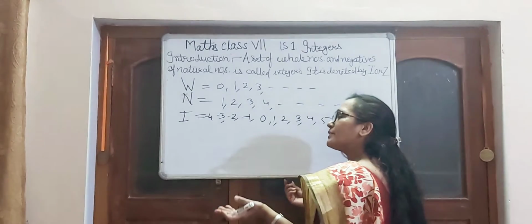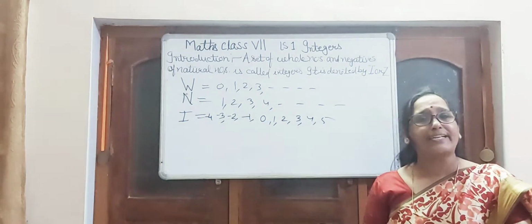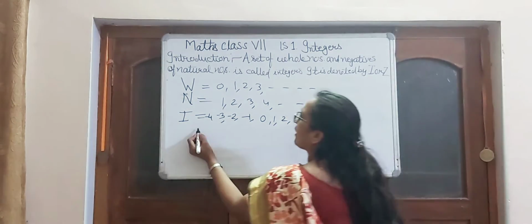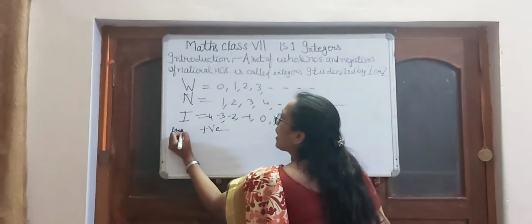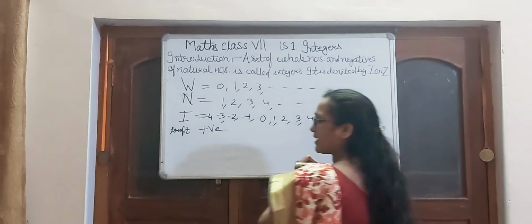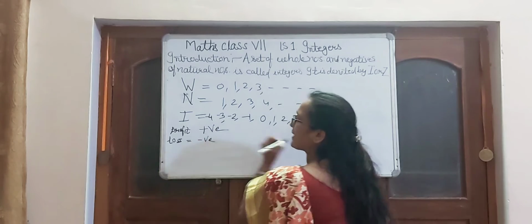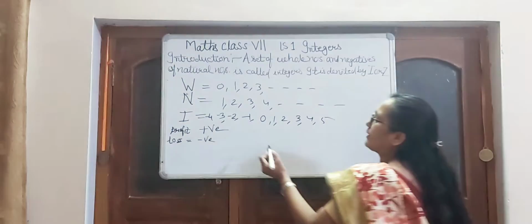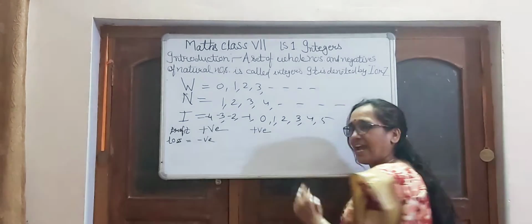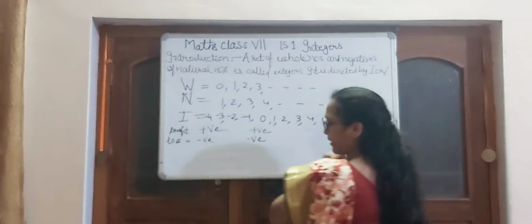Now, positive integers and negative integers. When you get a profit, we put a positive sign, and for a loss, we put a negative sign. When we deposit money in a bank, it means positive, and when you withdraw money from the bank, its sign should be negative.